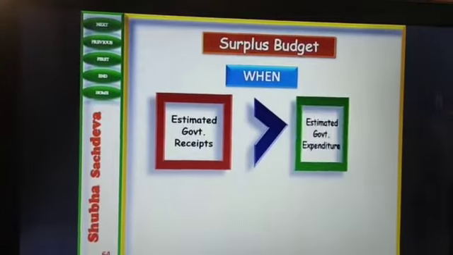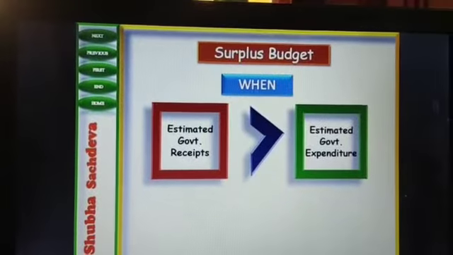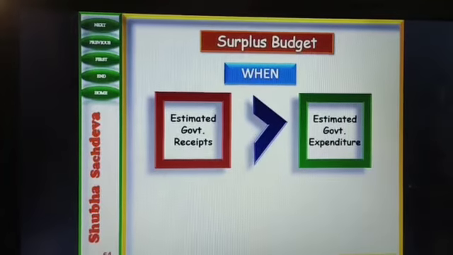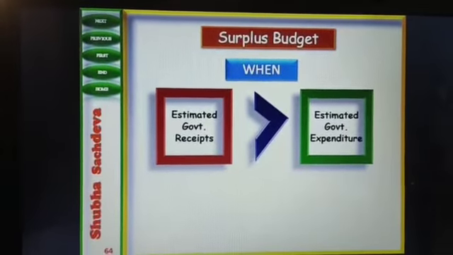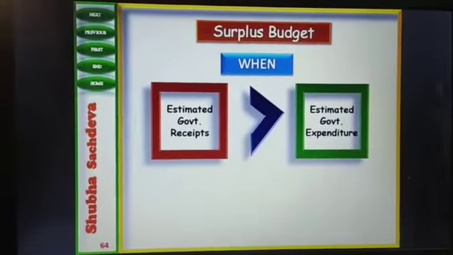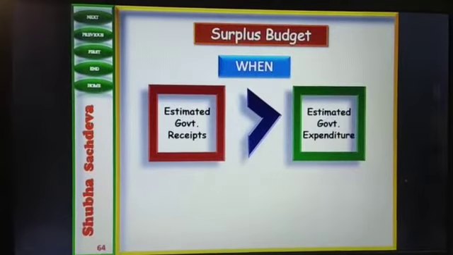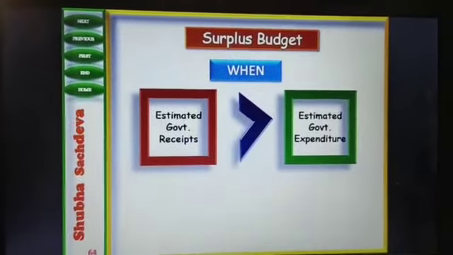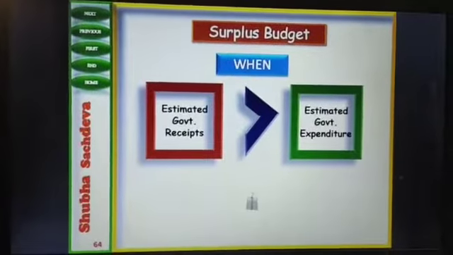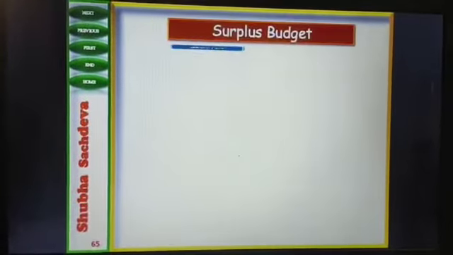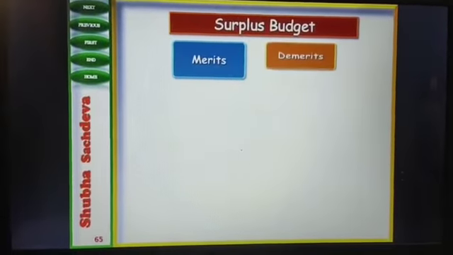Now when it comes to surplus budget, it is when the estimated government receipts are greater than estimated government expenditure. Receipts are greater than expenditure. Government is receiving more amount. Government is earning more, but government is spending less in the economy.